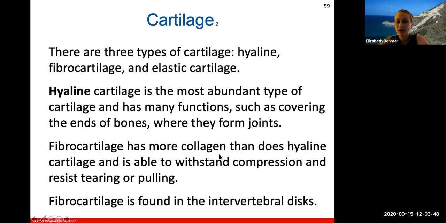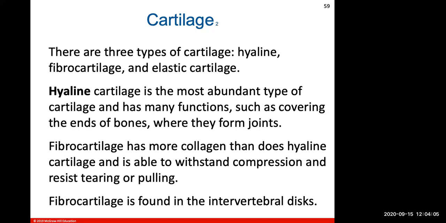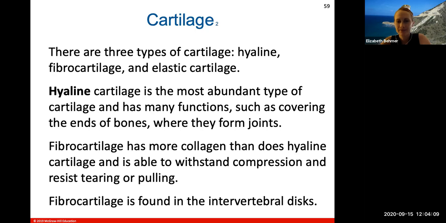Fibrocartilage has more collagen, and it's able to withstand compression and resist tearing or pulling. So you'll find fibrocartilage in your intervertebral discs. Where are your intervertebral discs? In your back? In your back. So they're between your vertebra bones in your back.